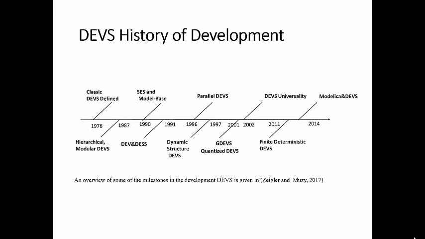DEVS has a history of development outlined here, and a few examples of milestones. The history begins in 1976 or so with classic DEVS defined, and various developments and extensions are listed and shown here on this timeline. I won't go into detail, but there has been considerable development, and a fairly large research community has emerged. An overview of some of these milestones is given in a recent paper, which you might want to refer to.